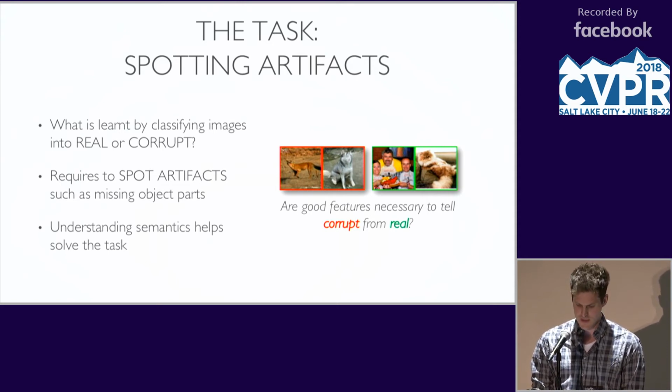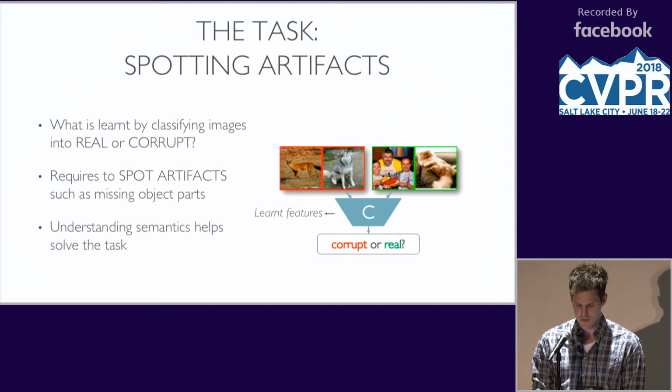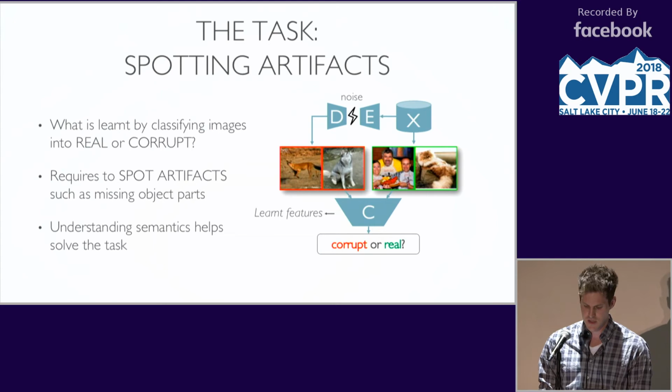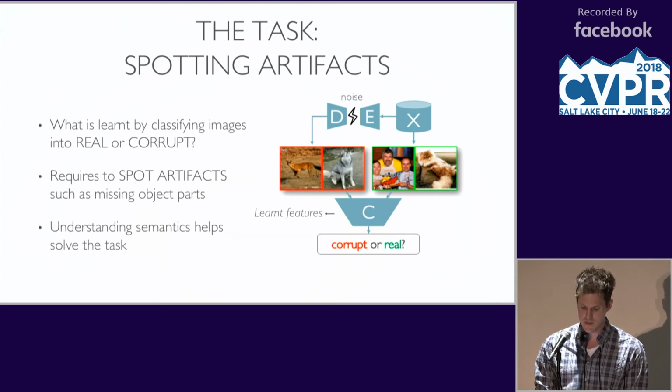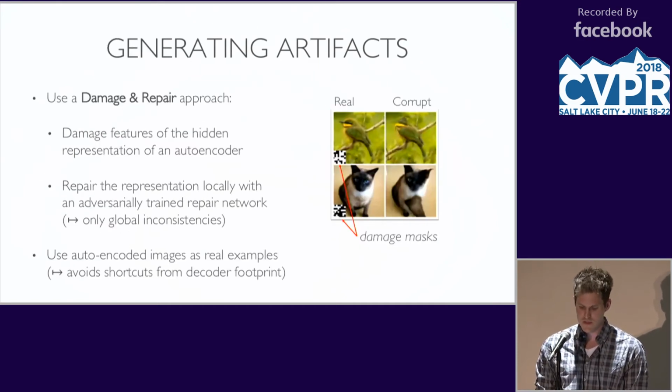We therefore train a classifier C on real and corrupted images to learn features without any human annotation on large unlabeled datasets. To generate the artifacts in images, we use an autoencoder and manipulate its learned hidden representations. In order to generate non-trivial artifacts, we use a damage and repair strategy.